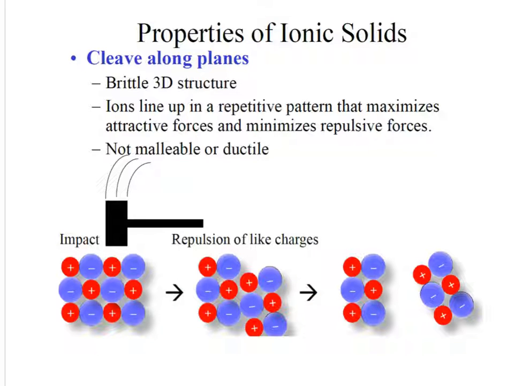They'll usually break to form surfaces with definite angles to one another, as the ions are lined up in repetitive patterns. The brittleness tends to result from repulsion of like charges as one layer slides over another. This is why ionic compounds are not malleable or ductile.